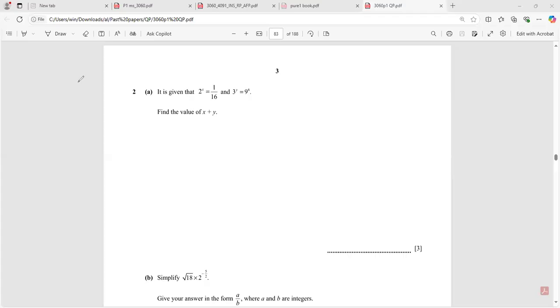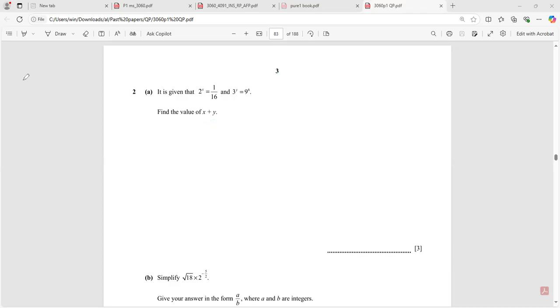Okay, number 2 here. Here he asked us, we have 2 to the power of x equal 1 over 16, and we're going to change this 16 to 2 to the power of 4, or make it 2 to the power of -4 and put it in the numerator. And here 3. Okay, let's get started. He needs the value of x plus y.